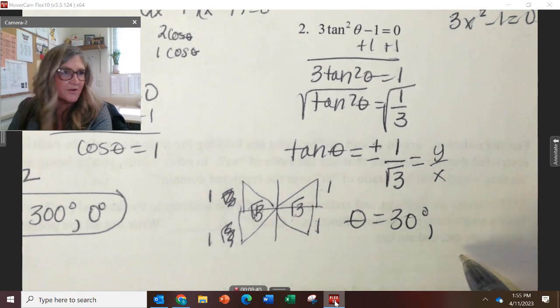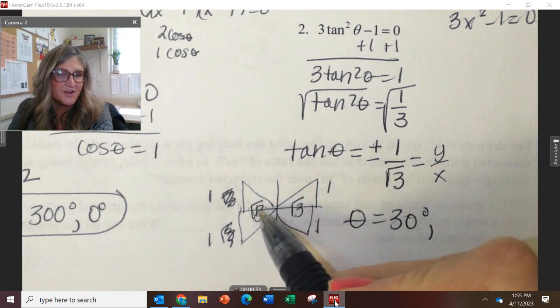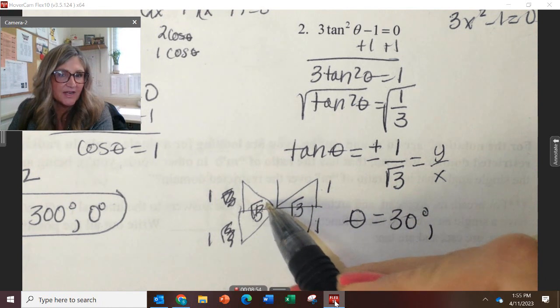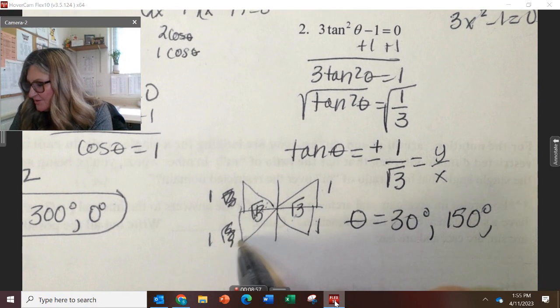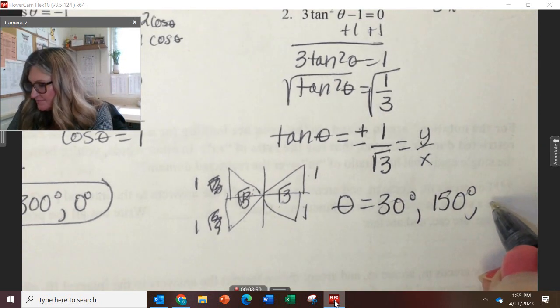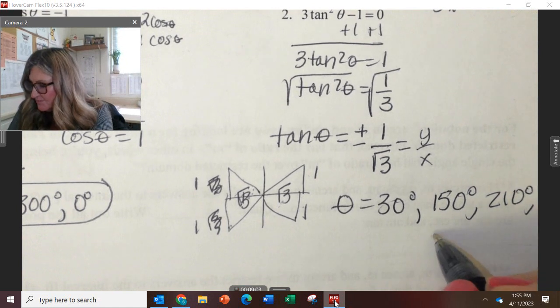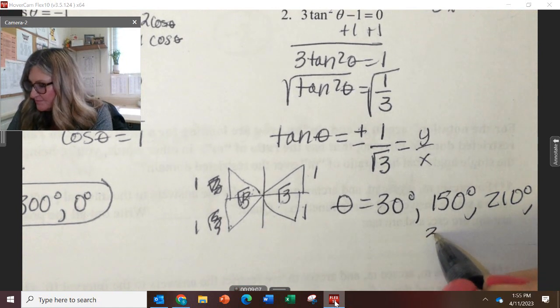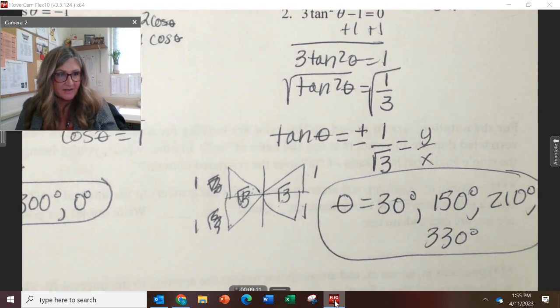Josh, second quadrant, what would it be? It's 180 minus 30. Oh, 150. What's it going to be in the third quadrant? 210. And in the fourth quadrant? Those are going to be the 4 answers that we get.